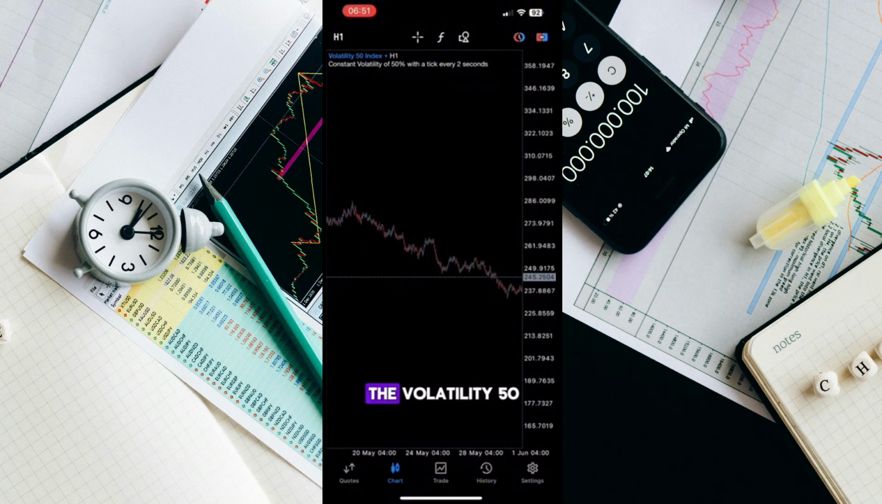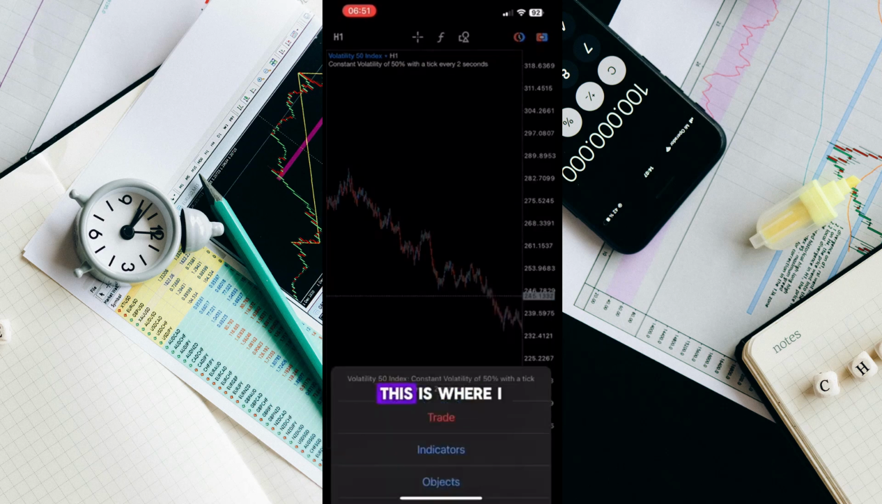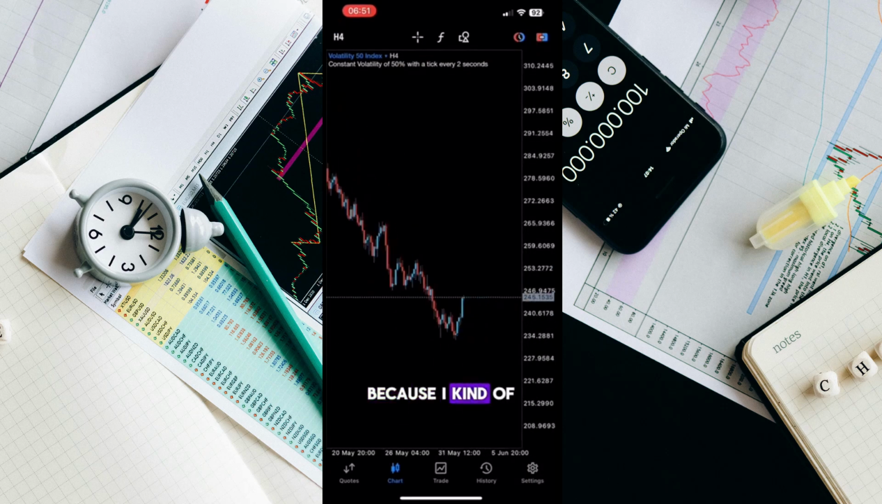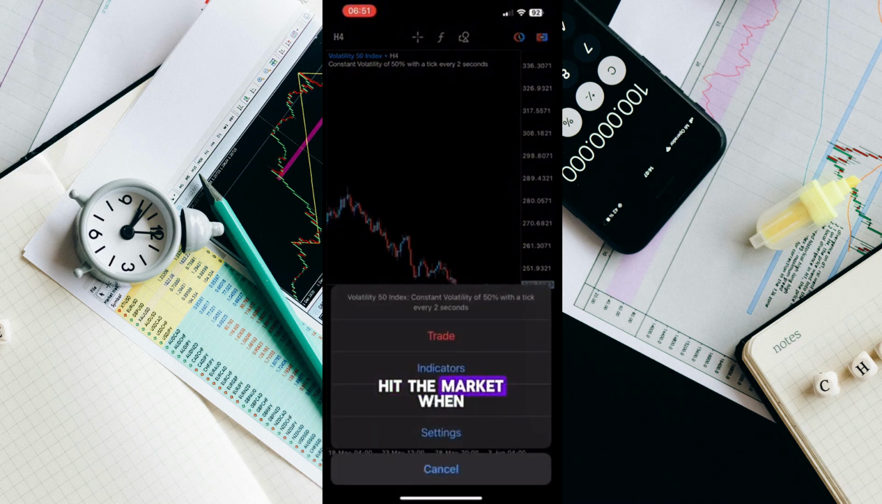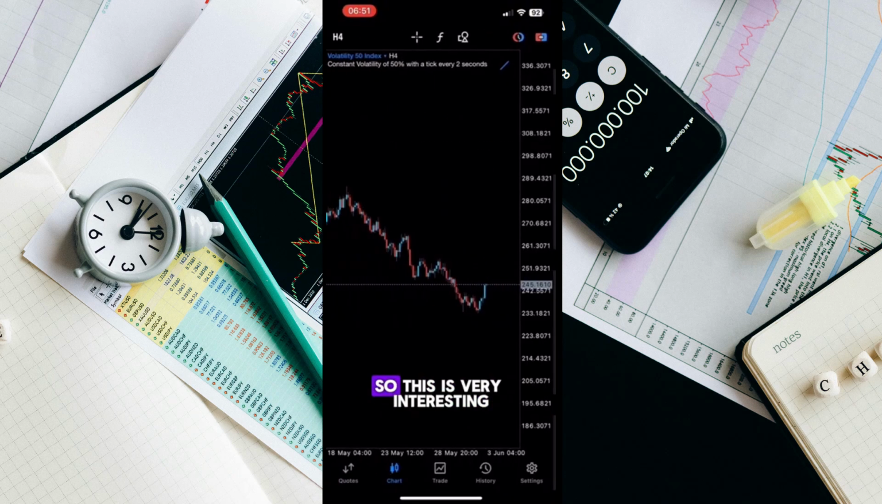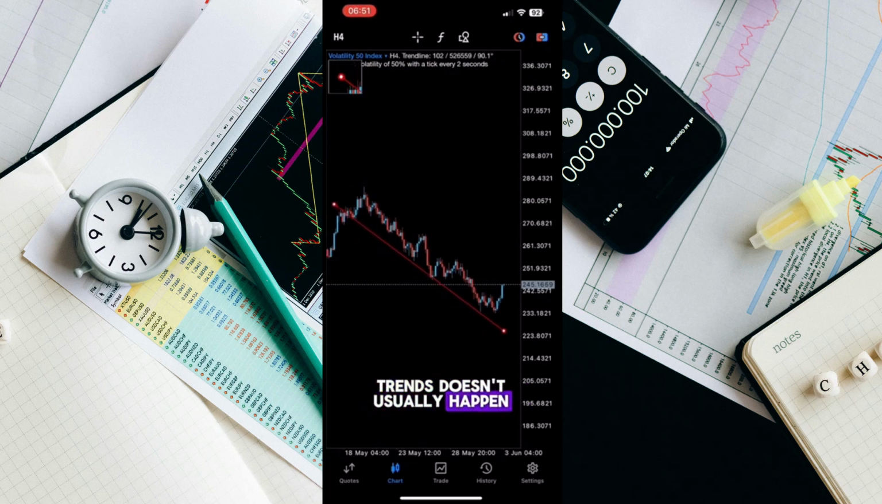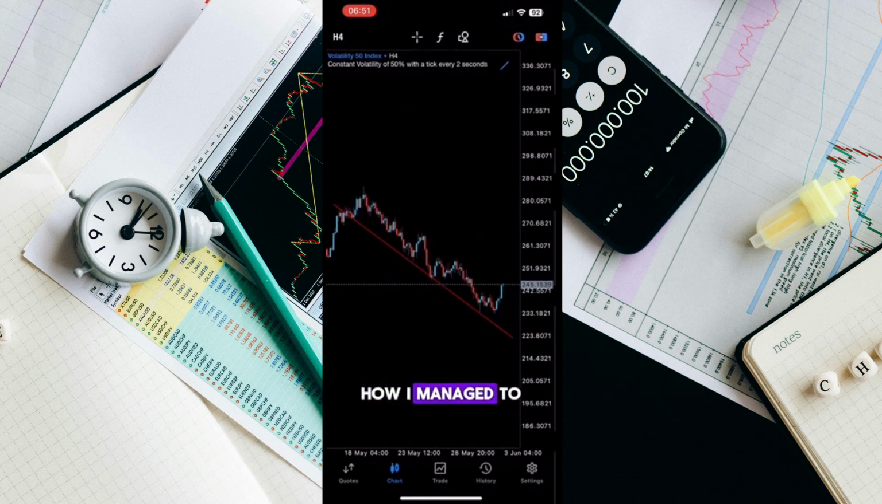And then now we visit the volatility 50. So in this kind of trade, in this kind of chart, this is where I did a very, very good job, because I kind of hit the market when I was going, and I kind of hit the market when I was coming back. So this is very interesting, because this kind of trades doesn't usually happen. But however, I managed to put this one. So you might want to watch it to the end so that you can understand how I managed to put this one through.